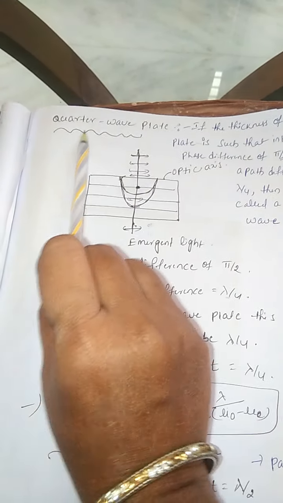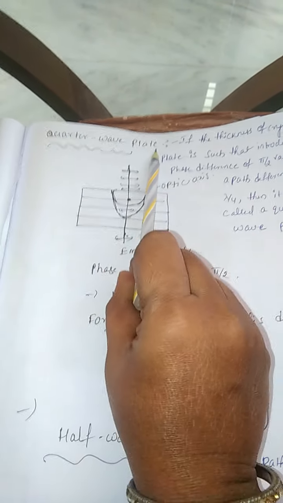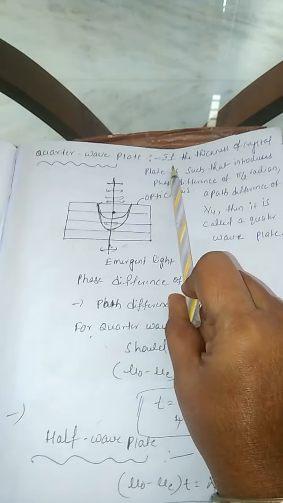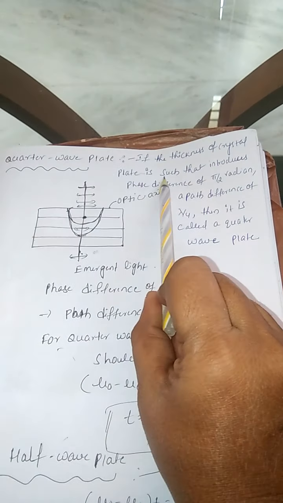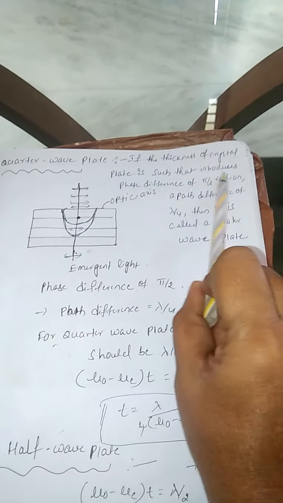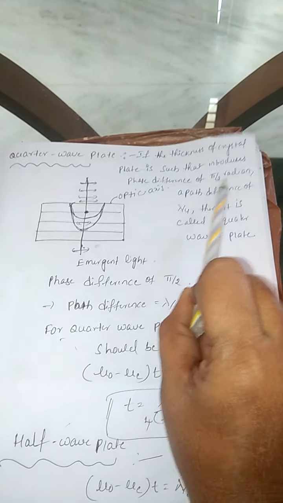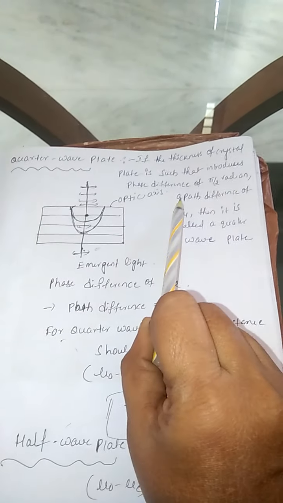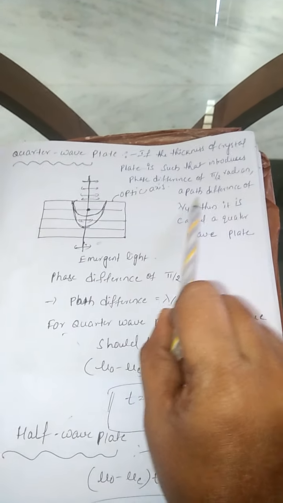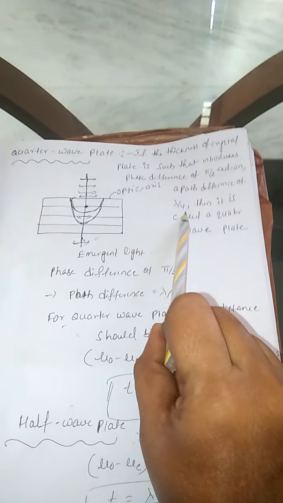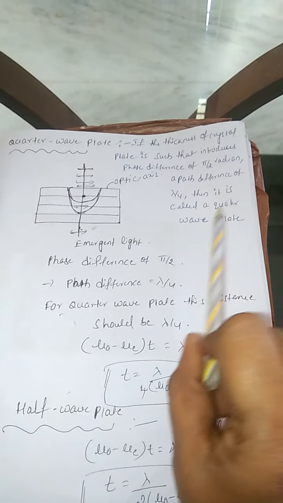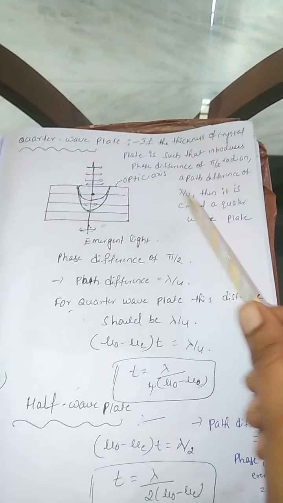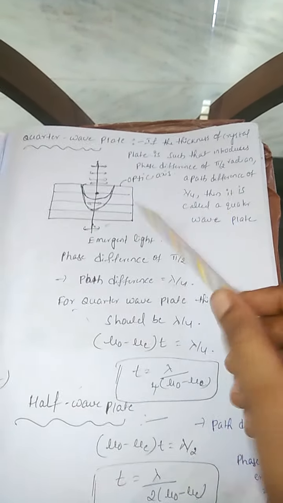So next topic is quarter wave plate. The definition of a quarter wave plate is: if the thickness of a crystal plate is such that the introduced phase difference is pi by 2 radian and the path difference is lambda by 4, then it is called a quarter wave plate. I will explain the definition again.